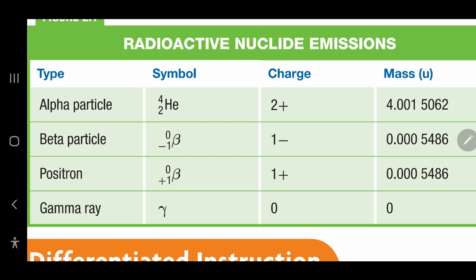The third one is the positron, which is +1, which has the same properties as the electron, but with the opposite charge, which is +1. And the fourth and last one is the gamma ray, which is a type of electromagnetic wave. So it isn't a particle at all, it's just a type of ray. Now, let's talk about each one with some details.